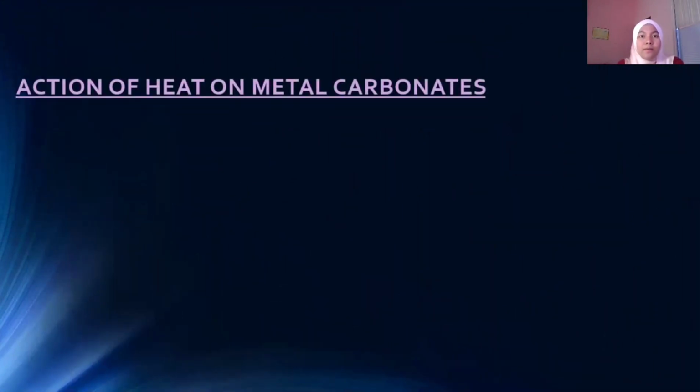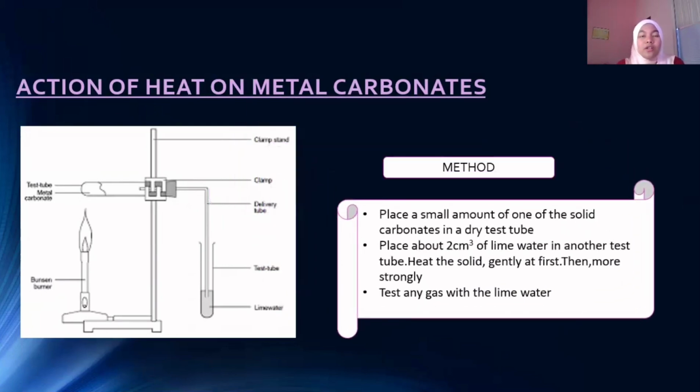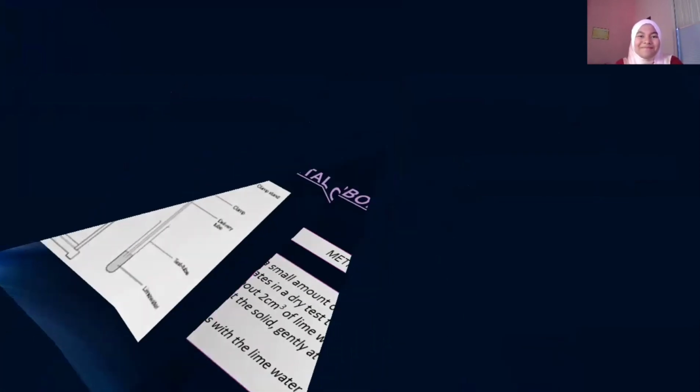Action of heat on metal carbonates. This is the simple picture of an experiment. So this is the method. First of all, we need to place a small amount of one of the solid carbonates in a dry test tube. Next, we need to place about 2 cm cube of lime water in another test tube. Heat the solid gently at first, then more strongly. And the last one is test any gas with the lime water.